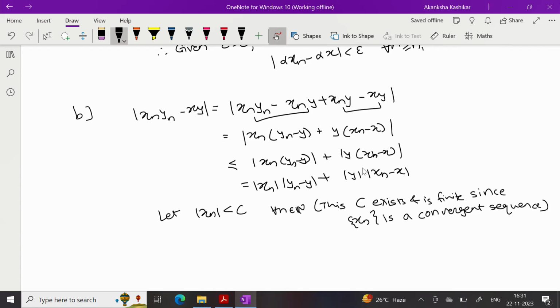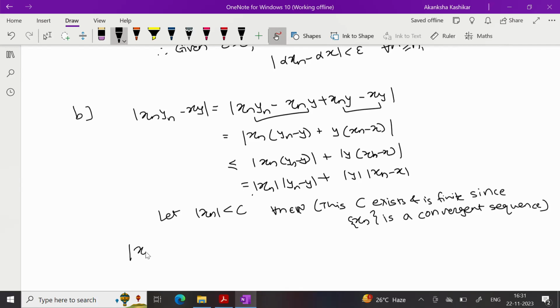But there is a small problem in it. What is that problem? The problem is mod y could be 0 because in this case we are not assuming y non-zero. We are assuming y non-zero only when we have to deal with xn by yn. So in this case y could be 0. So what we will do is instead of using epsilon by 2 etc. here, we will write one more step.